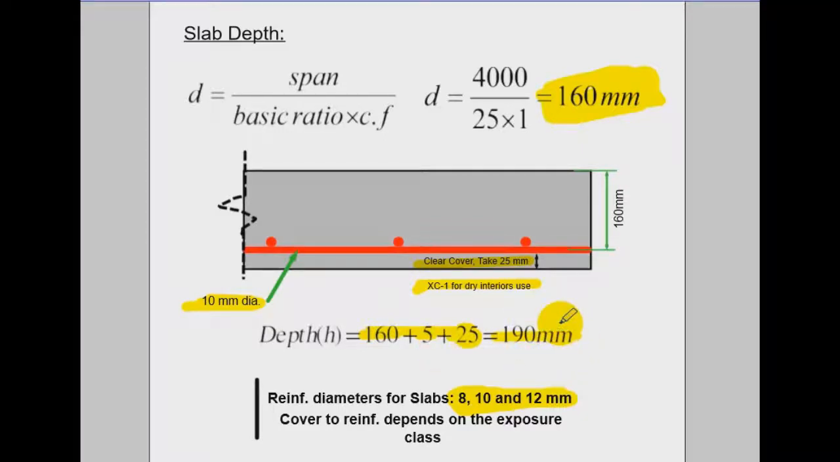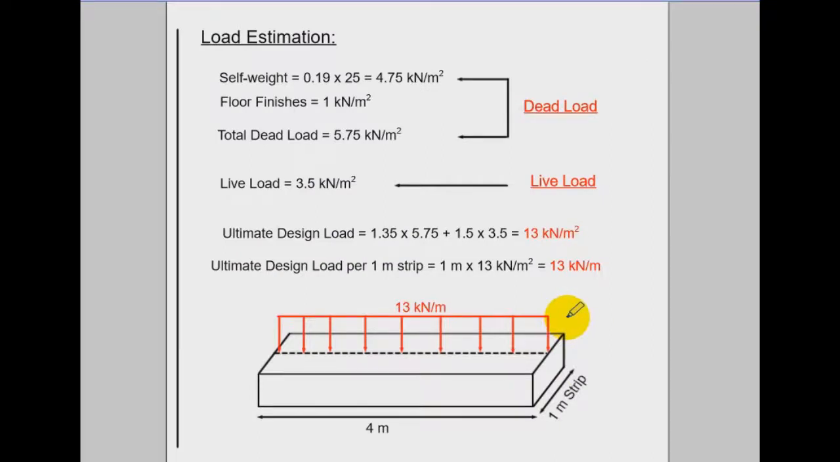Okay, so we just move on and work on the loads. So we need to estimate the loads. First of all, you work with the self weight, which is always the simplest. And here we have the overall depth, which is 0.19 times the density of the concrete, which is always 25. You'll get this value here. And then the floor finishes, it is given as the dead load in this example, which is 1 kilonewton per meter square. You take the total, you have this number here, that's the dead load. You go for the live load, it is only 3.5, that is the live load.